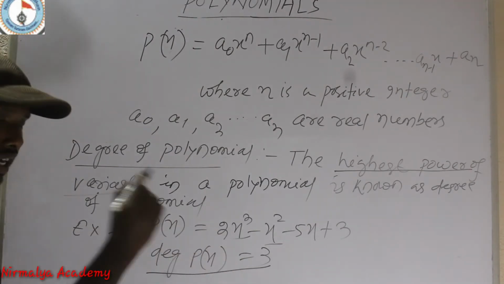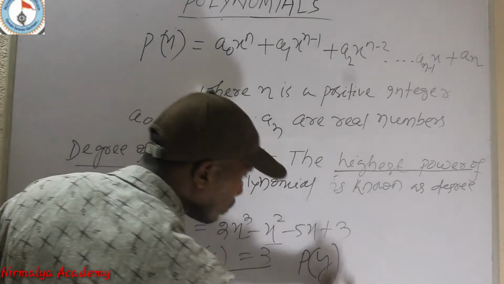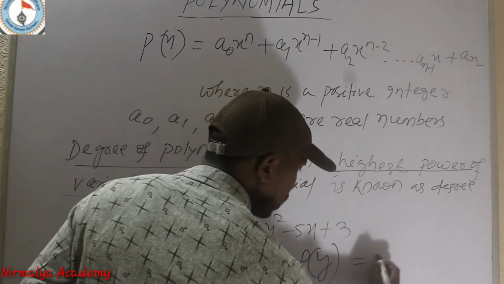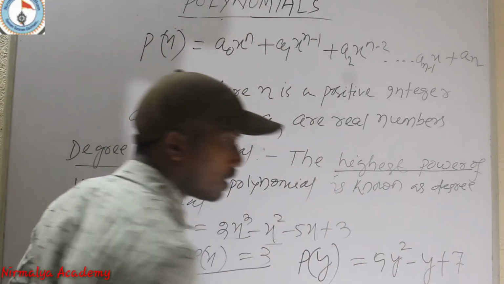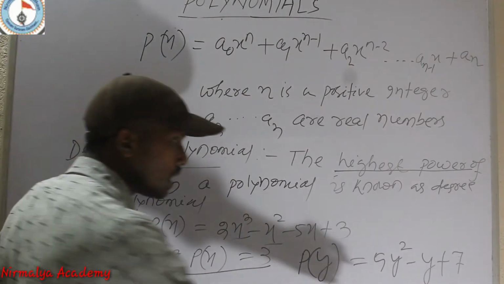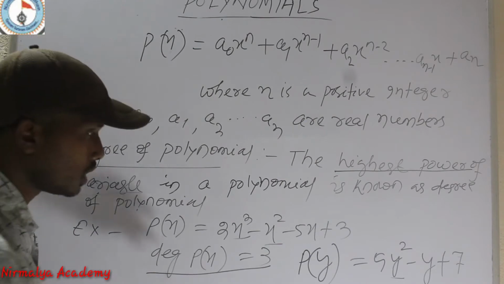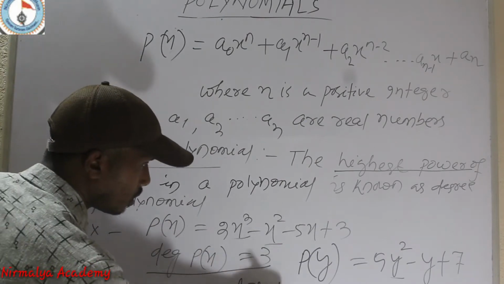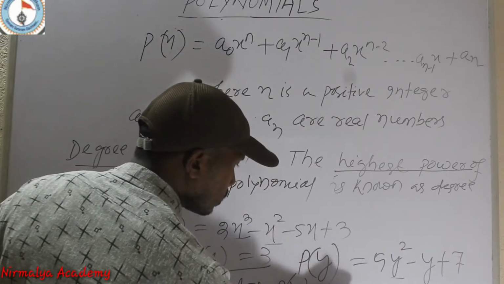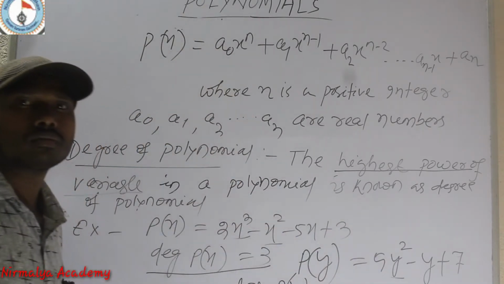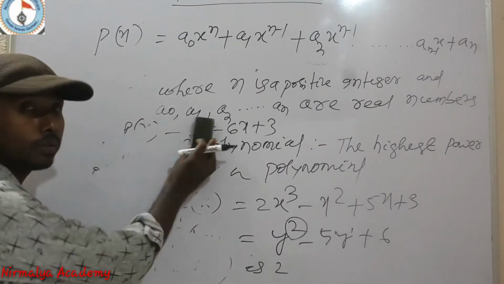Just like that, we can take another example. Polynomial in variable y. p(y) equal 5y square minus y plus 7. Here the variable is y and its highest power is 2. So the degree of polynomial in variable y is 2. Next we will see types of polynomial.